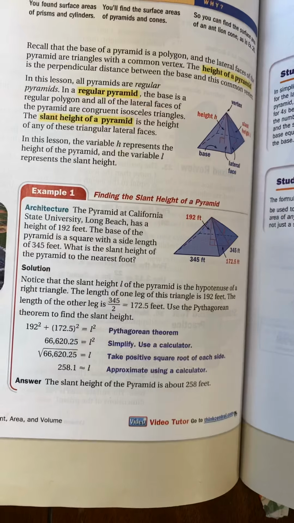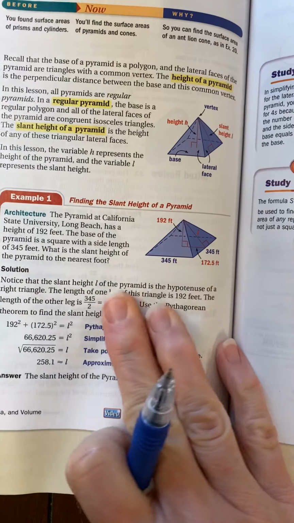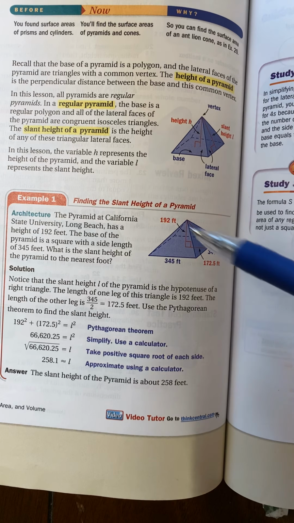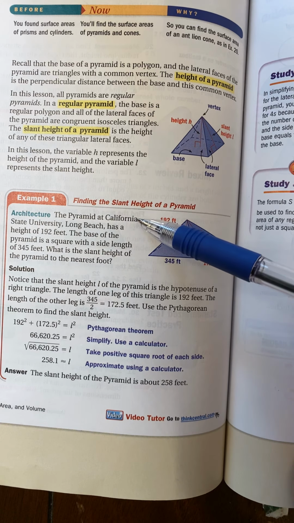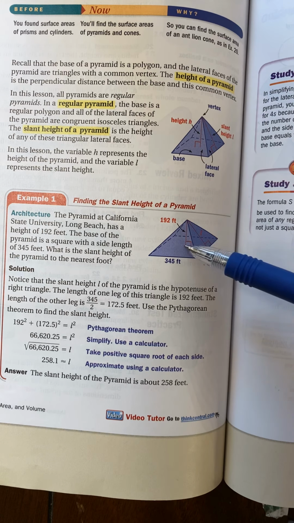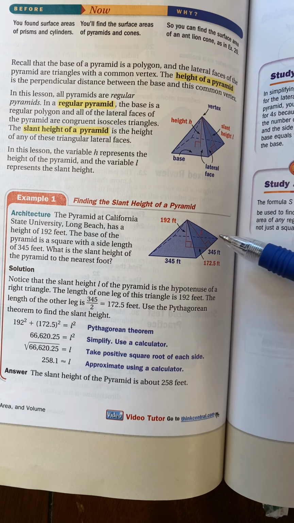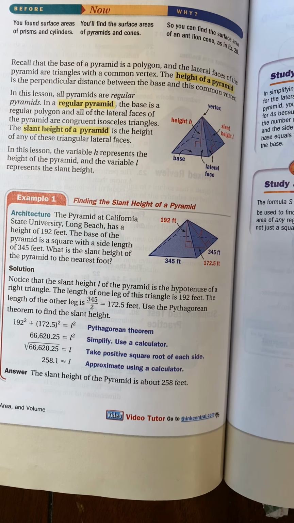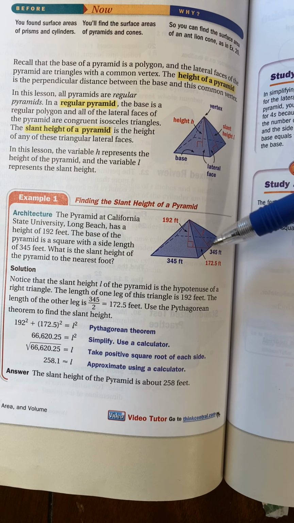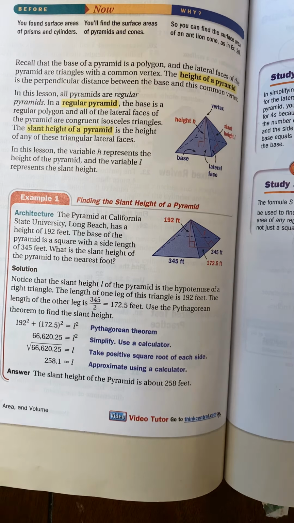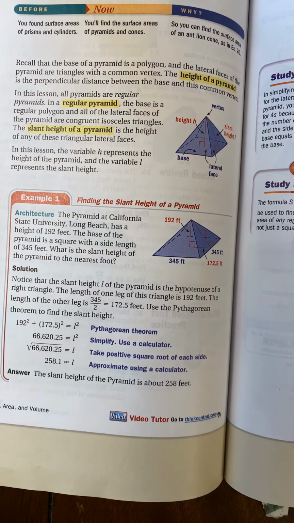Interestingly enough, example 1 is a little bit more confusing because they give us an example. The pyramid at this university has a height of 192. The base is 345 and it's a square. Find the surface area. What they have not given us, if you can see this in your book, is the L. The L they have not given us, and we need the L to find the surface area.